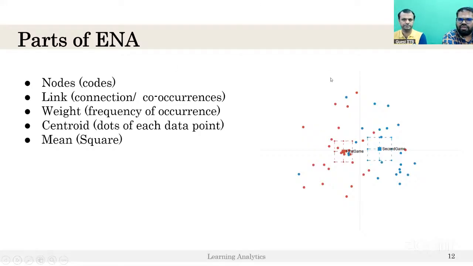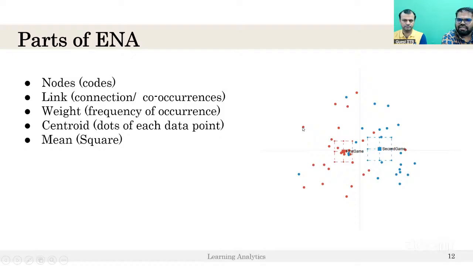So if we see here, this is just for the example. There are multiple red dots and multiple blue dots. Each dot is one particular student. If you look at this, this is a square, and there is one more square inside, a solid square, and this is like a dotted square.